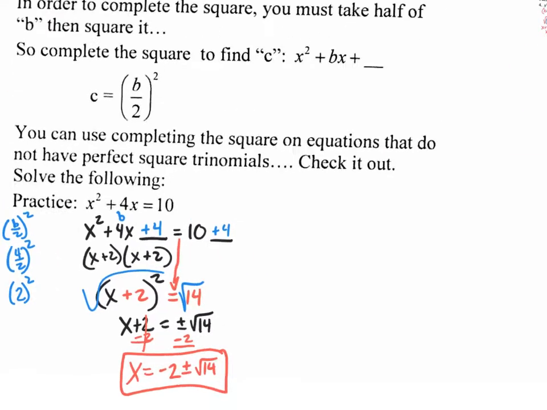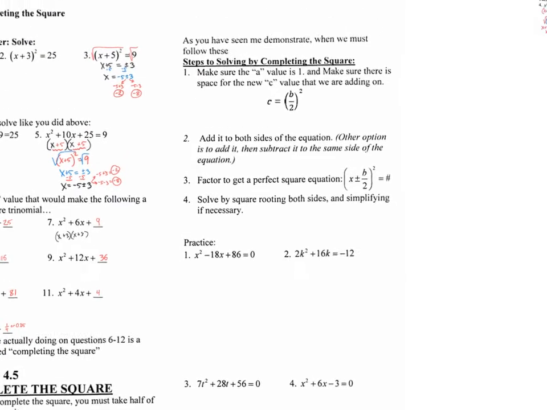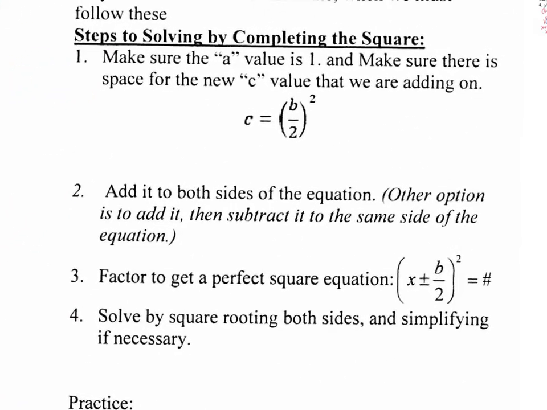I explained the steps, but obviously hearing them is not enough. Let's actually see them right here. So right here, guys, check it out. Step 1, make sure that the a value is 1. So if your a value is not 1, you got to make it 1. You have to divide everything by, like if you had a 7 out in the front, you have to divide everything by 7. If you have a 3 out in the front, you have to divide everything by 3. Okay? Make sure the a value is 1.